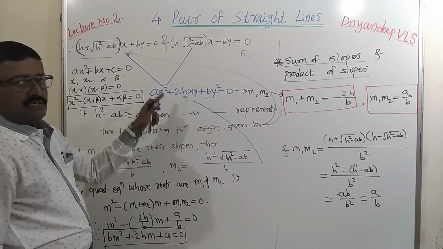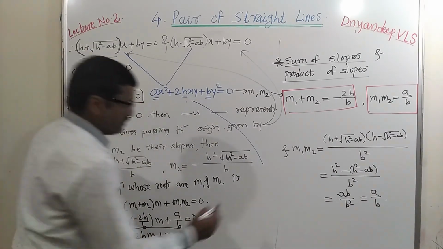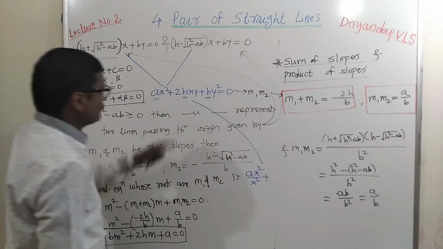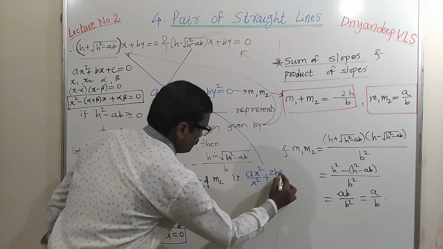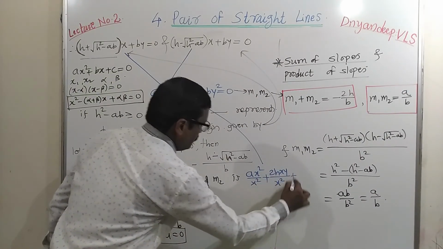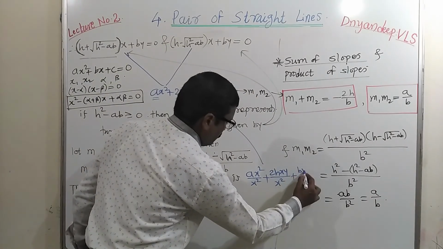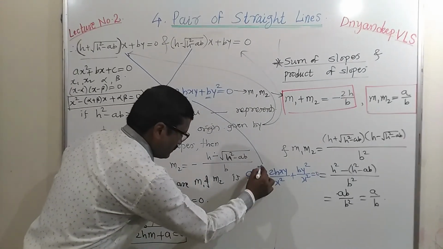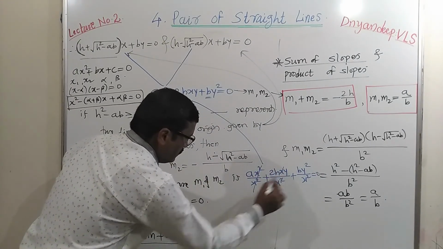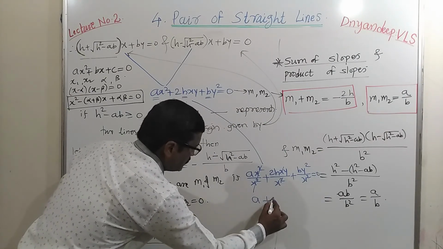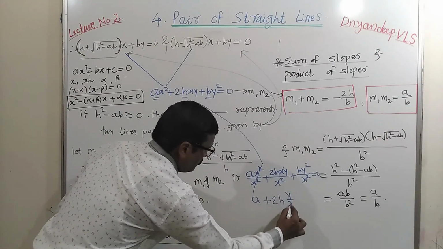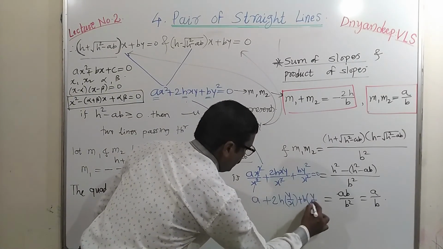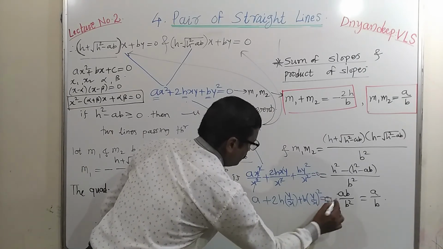Divide each term of this equation by x square. Here is ax square divided by x square plus 2hxy divided by x square plus by square divided by x square equal to 0. Then x square will cancel, and here one x cancels. So what remains is a plus 2h (y upon x) plus b (y upon x) whole square equal to 0.